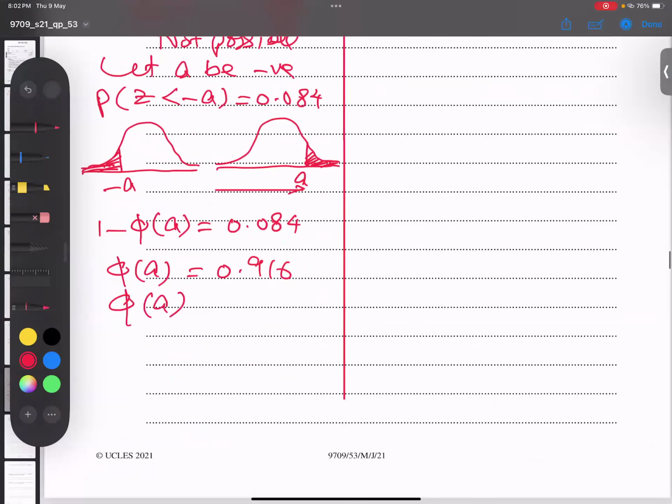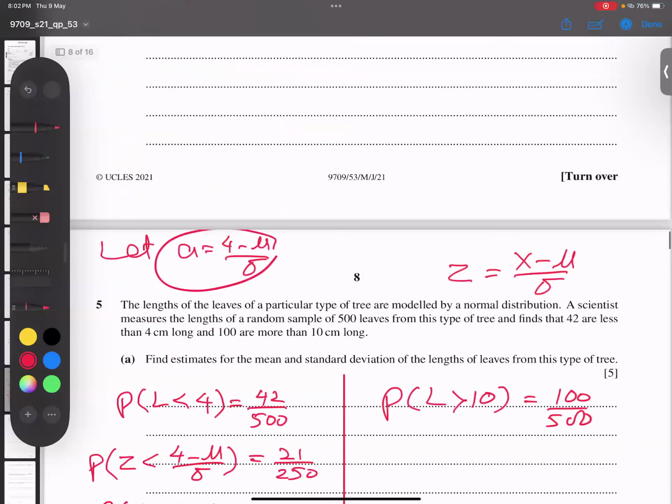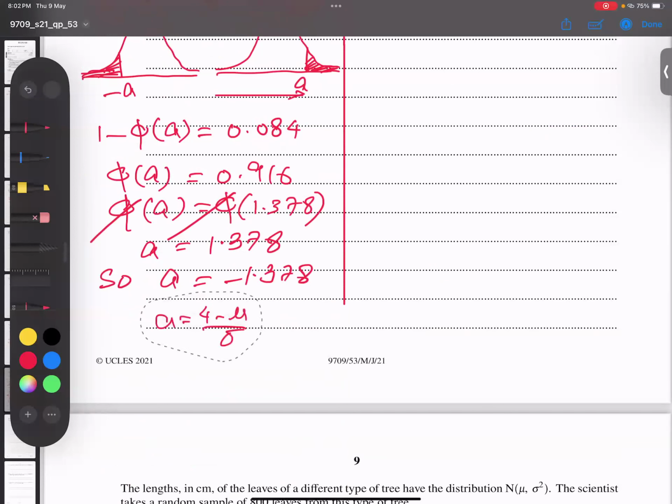So phi of A is equal to phi of 1.378. This phi I cancel, I got this, but as I assume A as negative, I can say A value is negative 1.378. And this equation, I am going to copy and paste here. Okay, students, I replace the left-hand side with this number. So negative 1.378 sigma equal to 4 minus mu, equation number 1 ready.